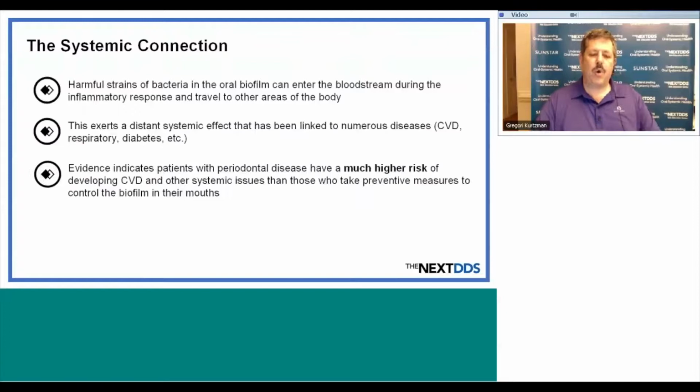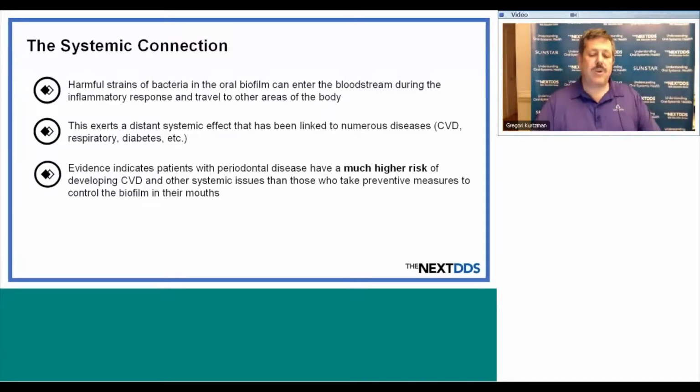Harmful strains of bacteria in the oral biofilm can enter the bloodstream through the inflammatory response and travel to other areas of the body. When we have a periodontal issue, what's the first sign of it? Bleeding. This basically gives those bacteria an avenue into the blood system that allows it to transport throughout the system. This exerts distant systemic effect that has been linked to numerous diseases, including coronary artery disease, cardiac disease, respiratory disease, diabetes, and many others that we'll cover in parts 2 and 3 of the series.